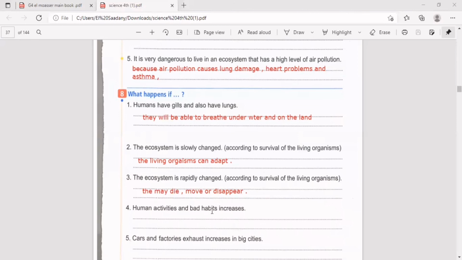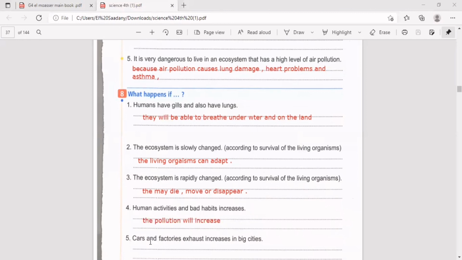What happens if the human activities, the bad effect of humans on the environment, increase? What would happen in this case? We said before that human activity causes pollution. So with human activity increasing, what will happen to the environment? I think the pollution will increase with it. The factories will increase, the smoke will increase, cutting the trees will increase. Throwing waste in the waterways will increase. So the pollution will increase.